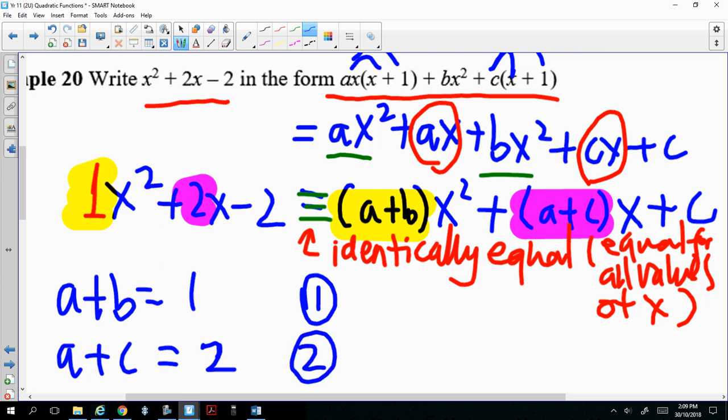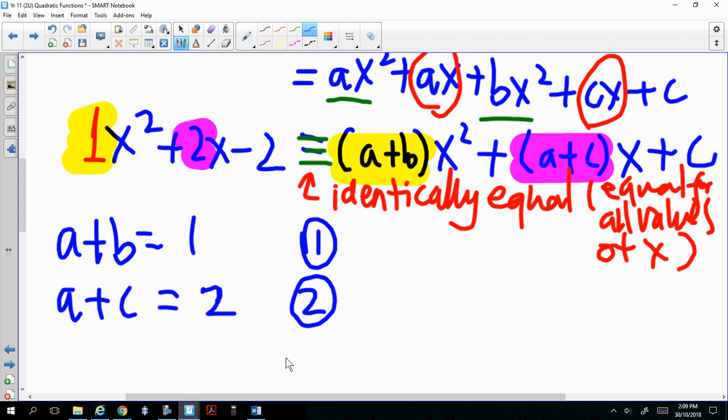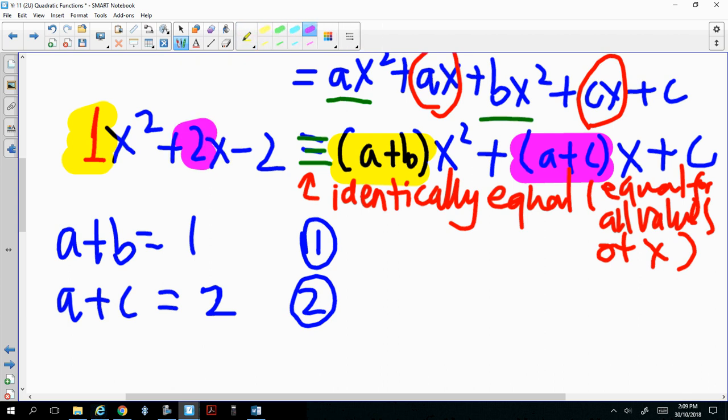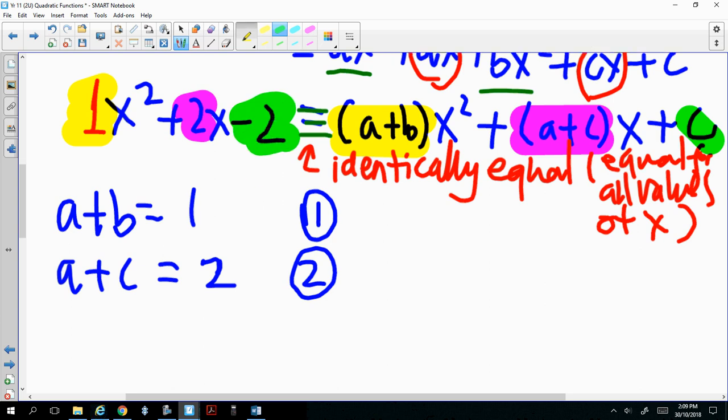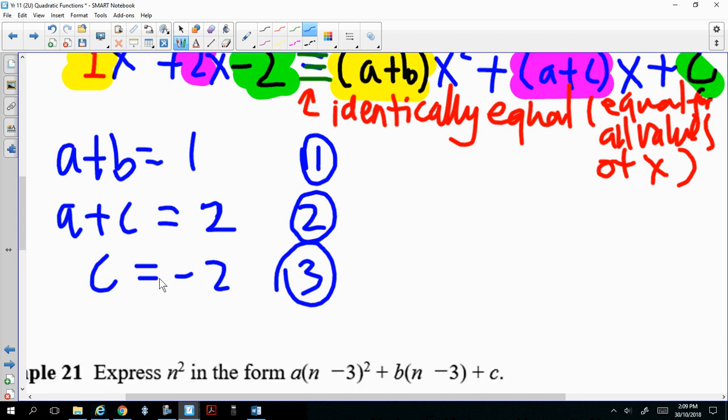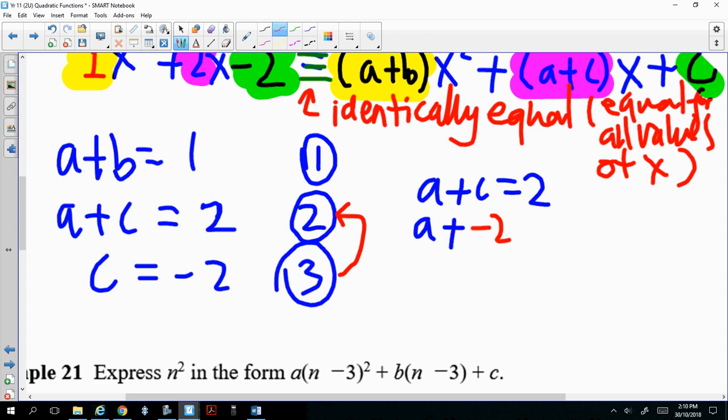And then finally we match the constant term. Let's use green. c will be equal to this -2. So we can write c equal to -2. So we've got 3 equations, out of which we've already found c, right? Once we found c, I could use it to find a in the second equation. So therefore, a plus c is 2. Because c is -2, I could work out what a is. So what's a equal to? a will be 4.